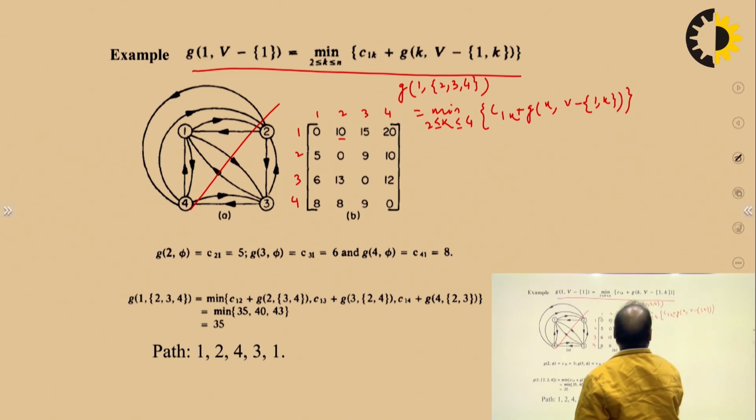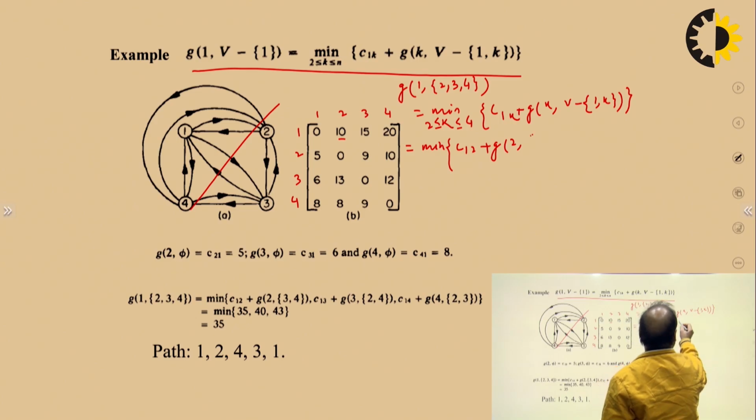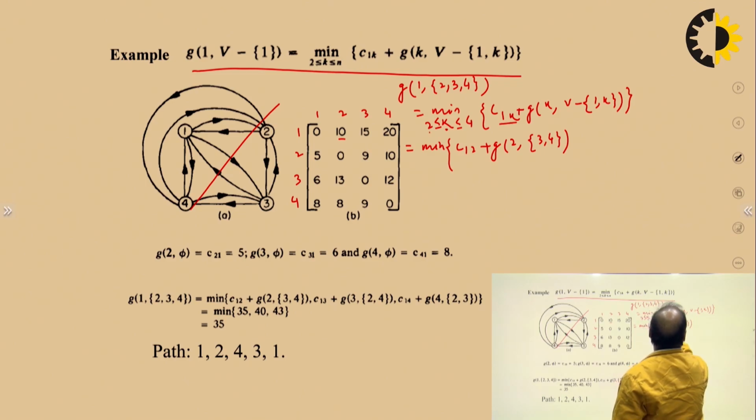If we break it into steps, this is nothing but the minimum. Let us take k equal to 2. So this is C12 plus G(2, ...), where 1 and 2 are excluded, so this will be {3, 4}. Clear? This is {3, 4}. Look at here again. If you take k equal to 2, this will be C12 plus G(2, {3, 4}), and V minus {1, 2} means {3, 4}. This is number 1.